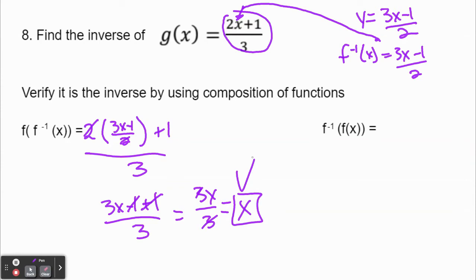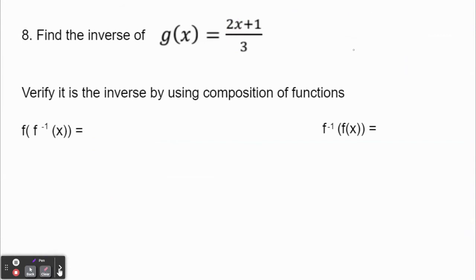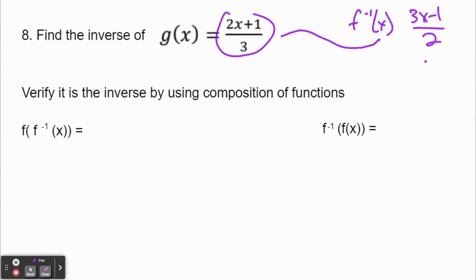Now, if I'm plugging the original function into the inverse, same idea here. We have the inverse here, and I'm plugging the original function in for x. So what that would look like is 3 times 2x plus 1 over 3 minus 1 over 2.